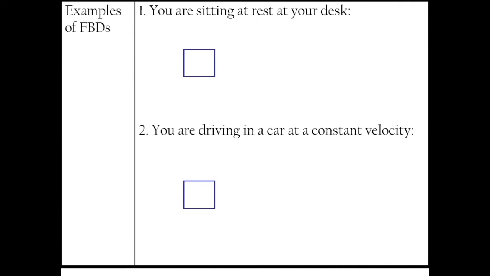So for example number 1, we have somebody sitting at rest at their desk. When drawing our free body diagrams, we're always going to start with gravity. And gravity, just like we said before, points down. Then we're going to think, are there any forces acting in the opposite direction? Well, if we're sitting at our desk, it means that we're sitting on a surface. So therefore, we have a surface. Since we have a surface, we're going to have a normal force pointing perpendicular from that surface. In this case, that's going to be straight up.